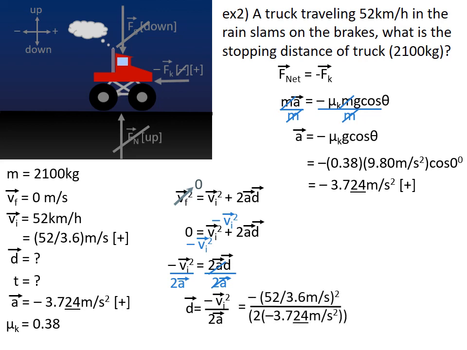Now I will substitute my numbers in. So in the numerator, I have negative 52 divided by 3.6 squared. Make sure that's in brackets because you want to take the square of 52 divided by 3.6. And I also double bracketed the bottom because I want to make sure that it divides by the product of 2 multiplied by negative 3.724. If I punch that into my calculator properly, I should get 28.01 meters. I only have 2 significant figures, so the stopping distance was 28 meters in the positive direction.